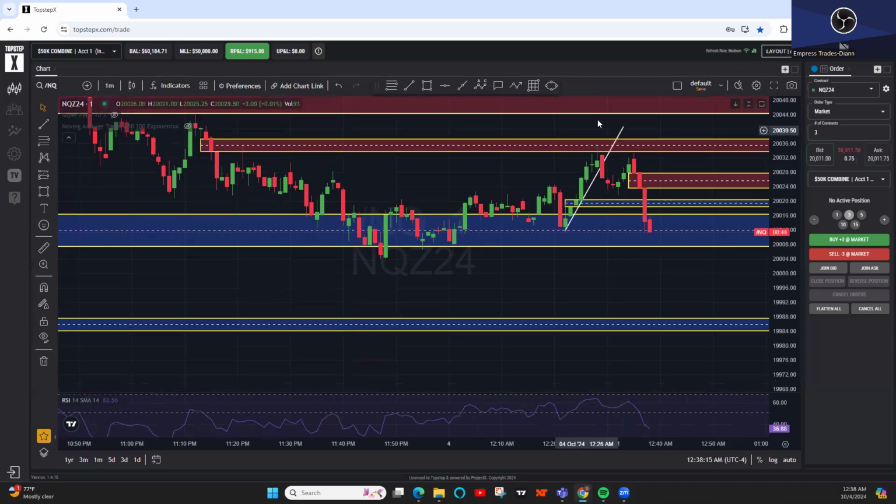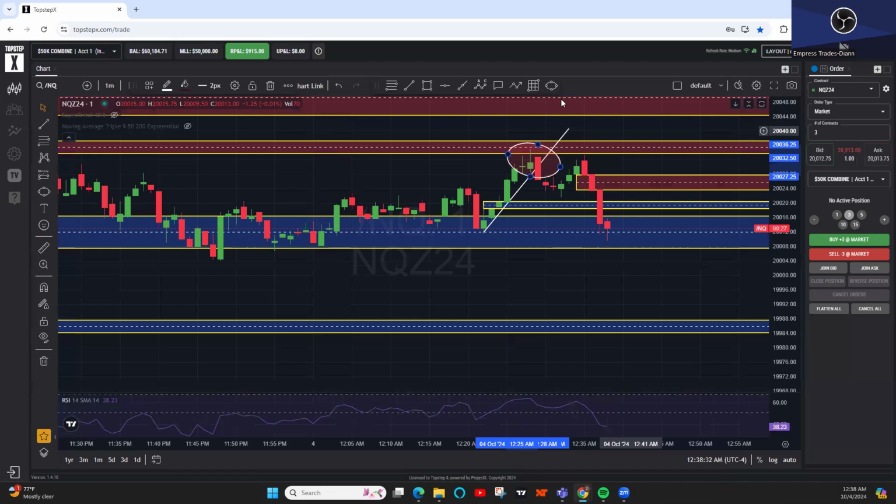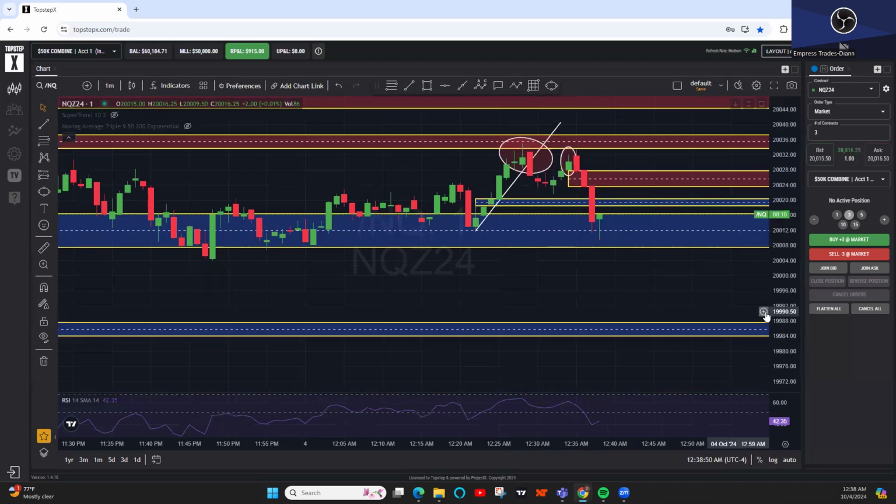But remember I said, one, I saw an order block here. There's an order block right here. Move this over. And I also saw the order block right here. And order blocks are, one, is the previous opposite candle before the push.